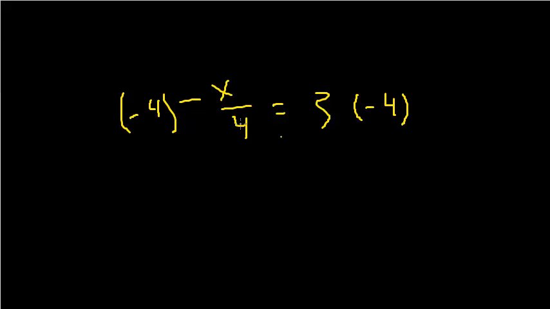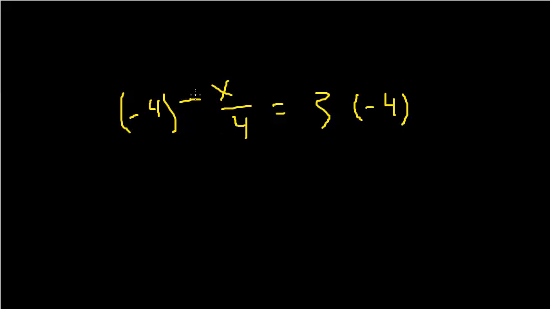What about negative x over 4 is equal to 3? Well, in this case, again, I want to get x by itself, so I need to get rid of this 4. Currently, I am dividing by 4, right? So if I multiply both sides by a negative 4, I will be able to get rid of that 4 here in the denominator.